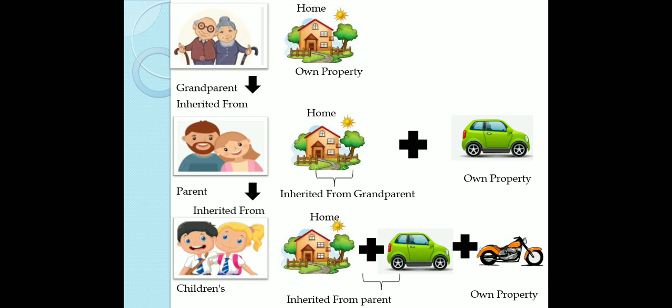Let's see the example. Here, grandparent property is inherited by parent and parent property is inherited by children. It is a hierarchical process in inheritance. Inherited means access to its own property for the subclass as well as the superclass.